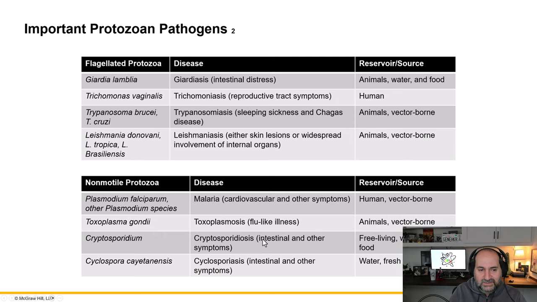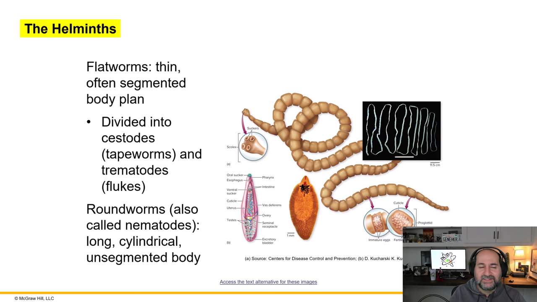So again, remember, protozoa are characterized based on their motility. Some are non-motile, some are flagellated, some are ciliated, and some move with pseudopods. Those are the amoeboid organisms. All right, and last but not least, the helminths, the last group of eukaryotic organisms that we will study. Remember that helminths are worms. They are multicellular eukaryotes. However, it's usually the egg or the larval stage that's ingested.